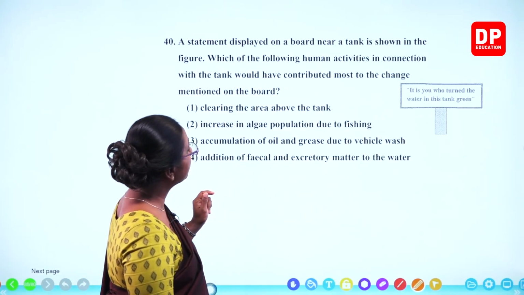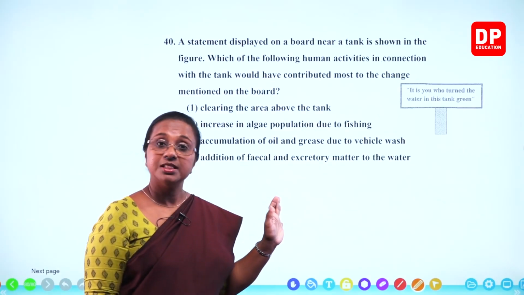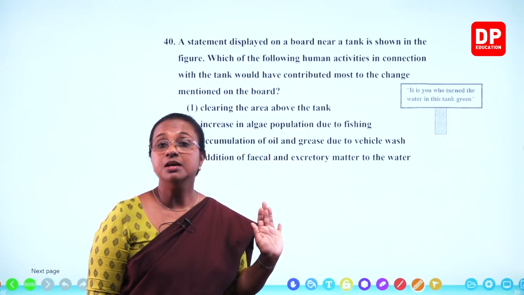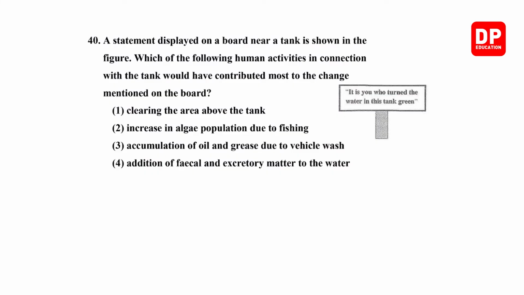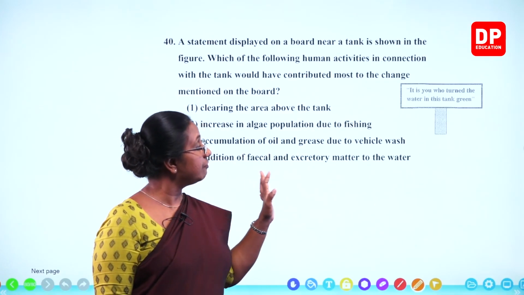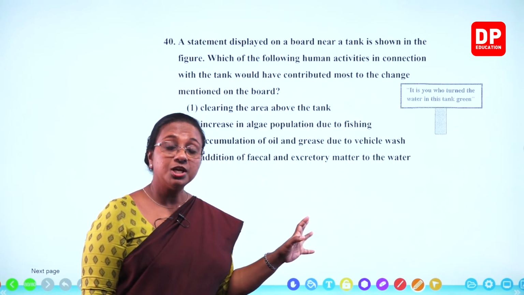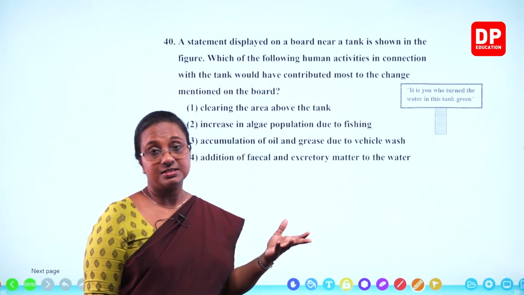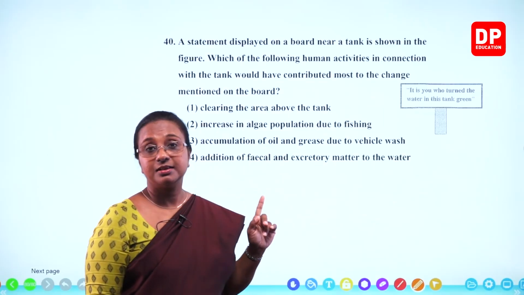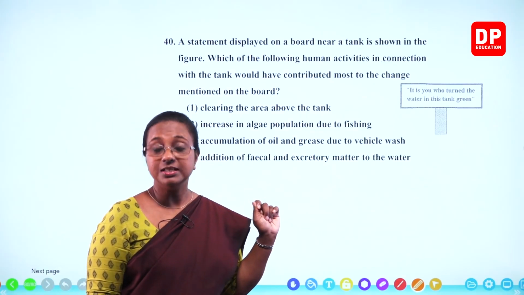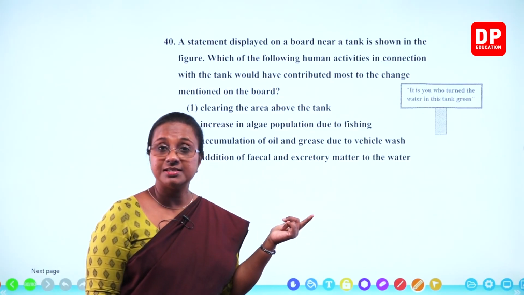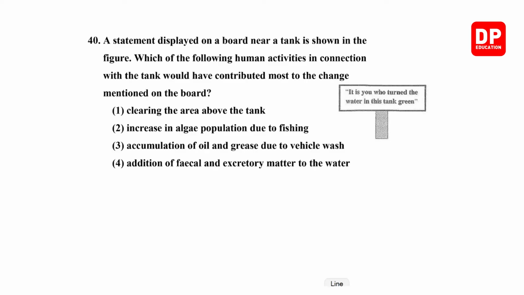Then accumulation of oil and grease due to vehicle wash, that doesn't directly contribute to eutrophication. Now, for vehicle wash, if it is detergents, yes, but not oil and grease. Then addition of fecal and excretory matter to the water, yes, that gives rise to nitrates and phosphate. So, the correct answer here is addition of fecal matter and excretory matter to the water.